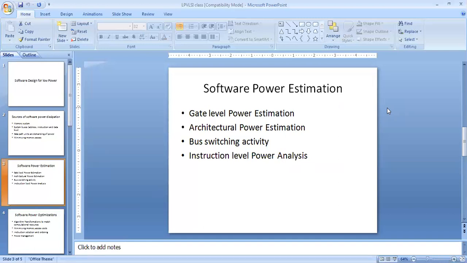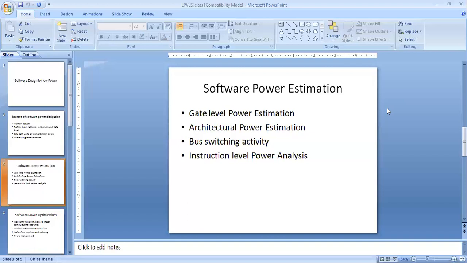Here it is classified into four different categories. One is gate level power estimation, the next one is architectural power estimation, the third one is bus switching activity, and the fourth one is instruction level power analysis.